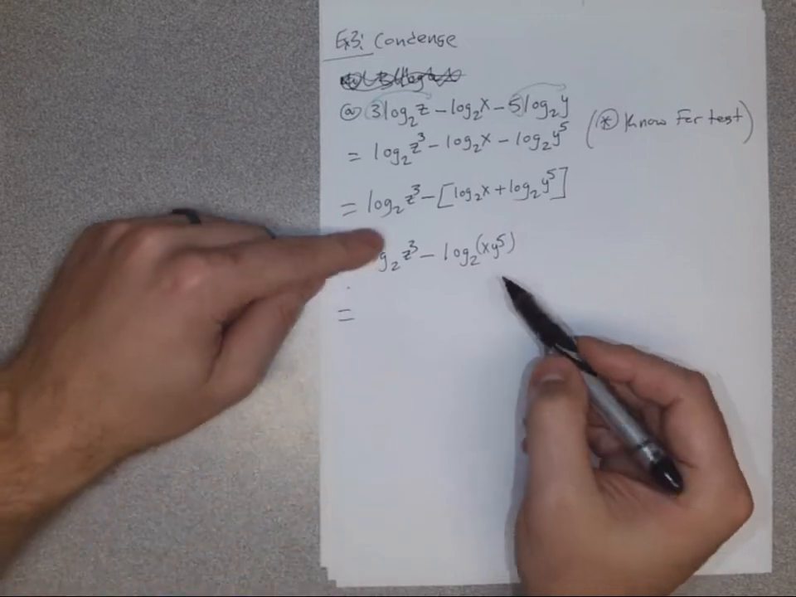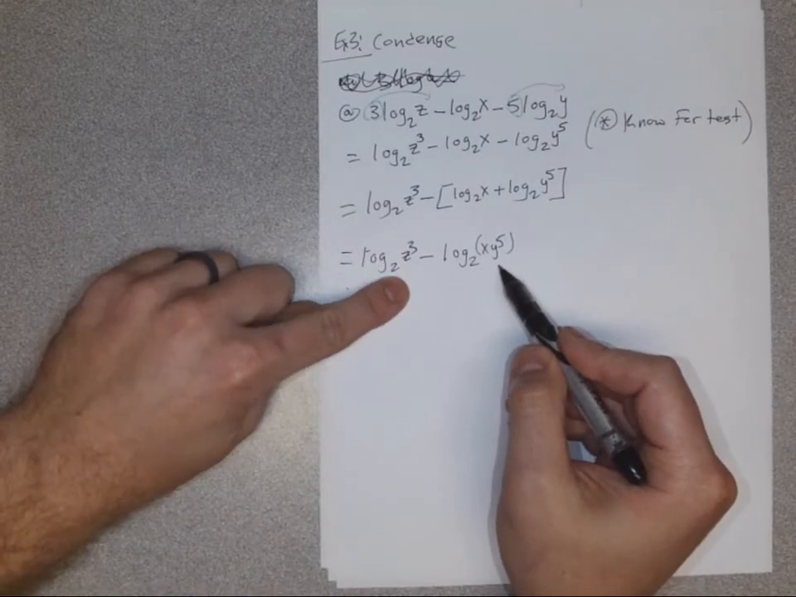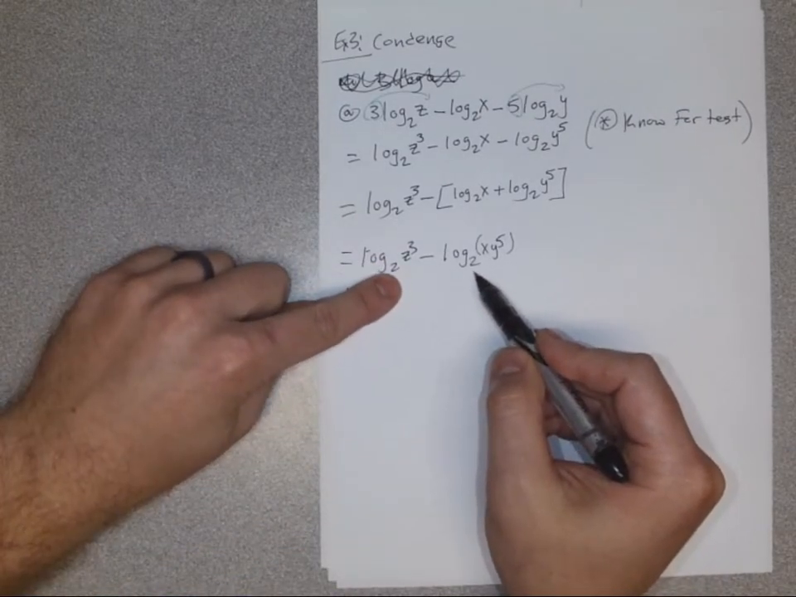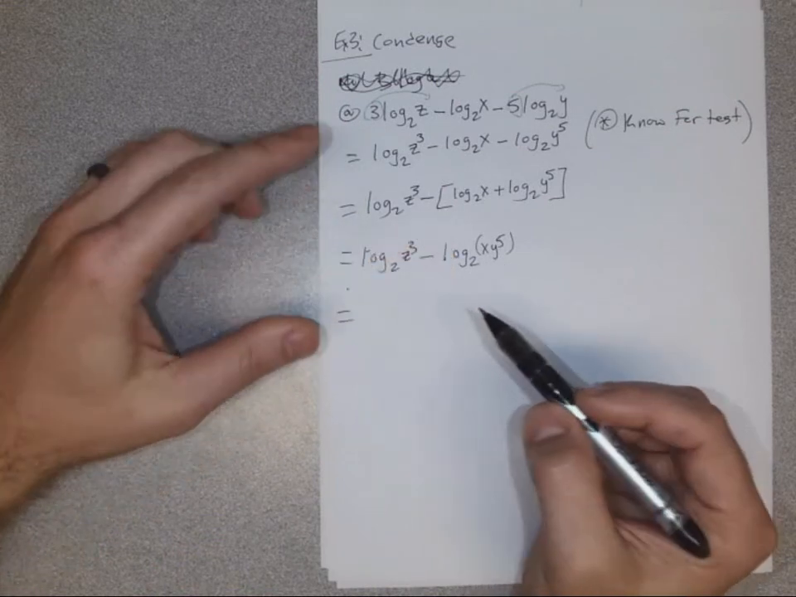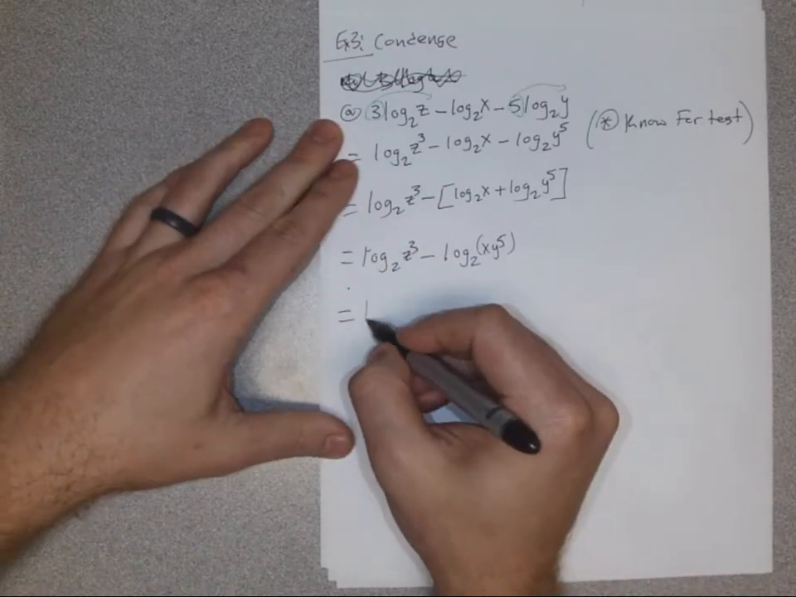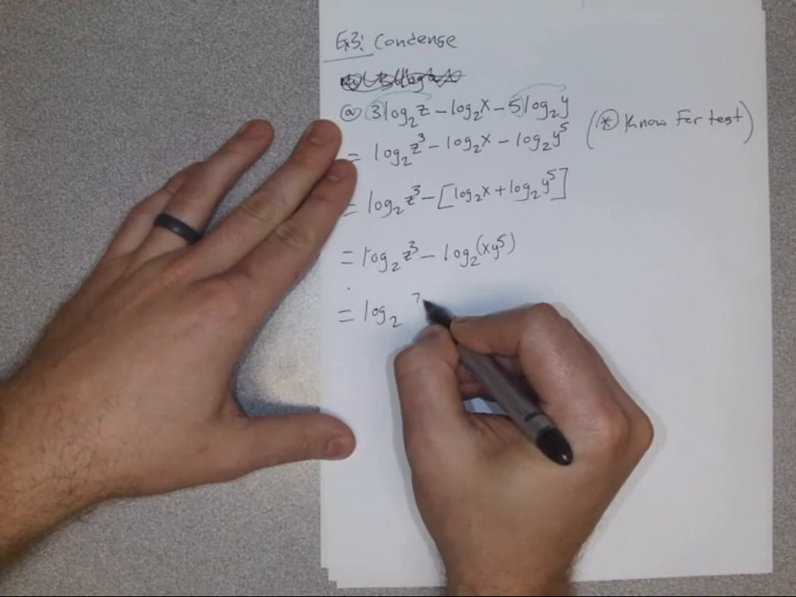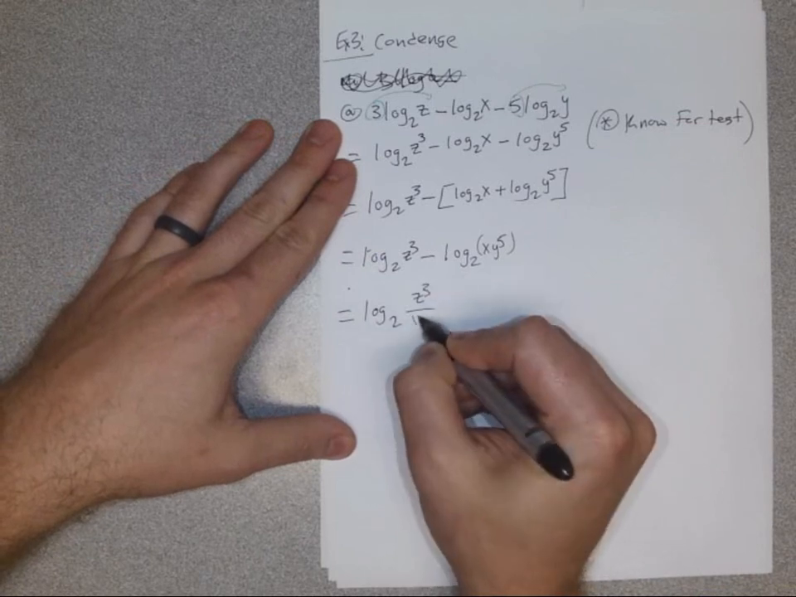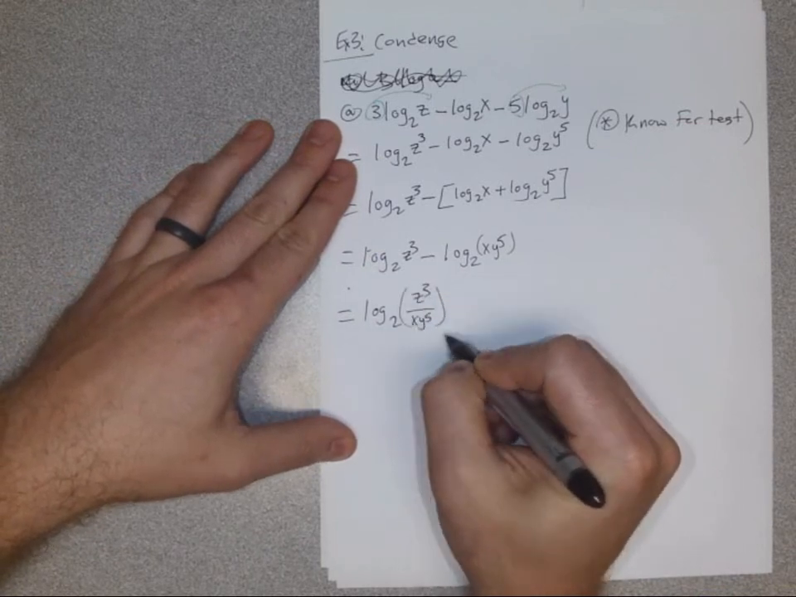So lastly, I'm subtracting these two, and they have the same base. So that means I can write them as 1 log and now divide them. All right, make sure they have the same base. That's a mistake usually made sometimes as well.